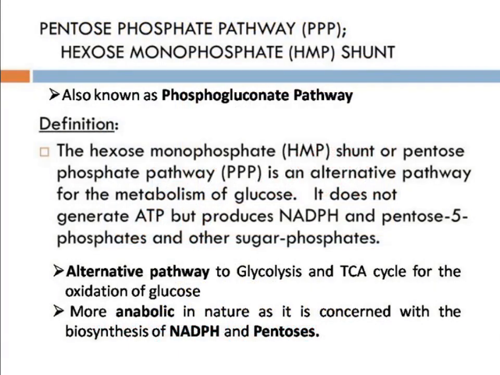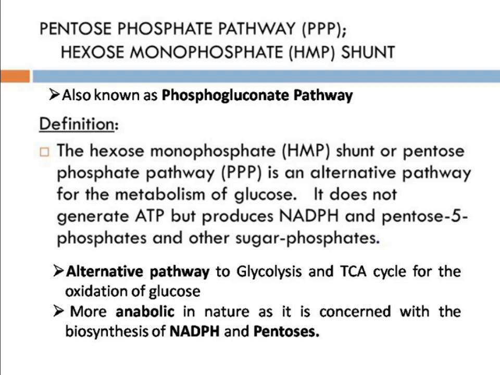So firstly we are dealing with the pentose phosphate pathway. This pathway is also commonly called the hexose monophosphate HMP shunt. It is also known as the phosphogluconate pathway. When we define it, the hexose monophosphate shunt or pentose phosphate pathway is an alternative pathway for the metabolism of glucose. It does not generate ATP but produces NADPH and pentose 5-phosphates and other sugar phosphates.